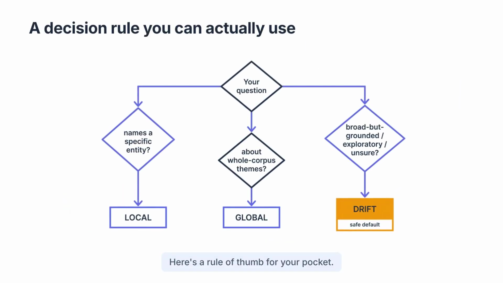Here's a rule of thumb for your pocket. Names a specific entity and wants a fact? Reach for local. Asks about themes across the whole corpus? Reach for global. Broad but grounded, exploratory, or you're not sure? Reach for Drift, because it gracefully spans the middle. When in doubt, Drift is the safe default. It just costs you for the privilege.